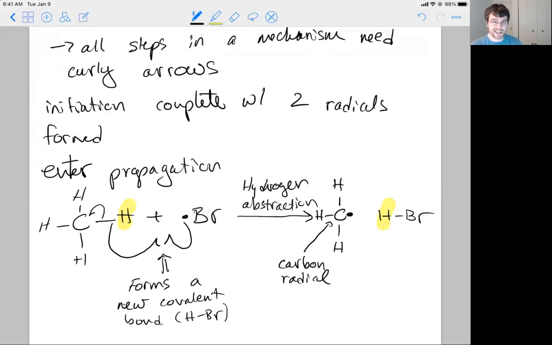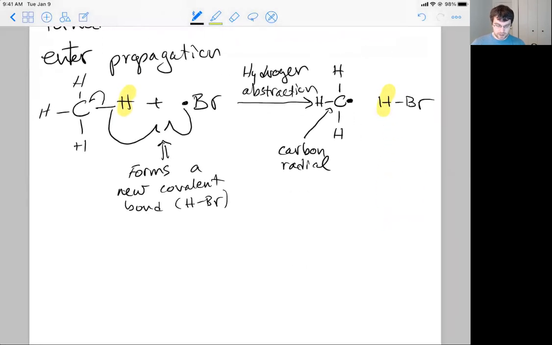So the hydrogen did not fall off, rather it was ripped off by the bromine free radical, which gives rise to a carbon free radical. Now, at this point, the carbon free radical abstracts an atom from another molecule.